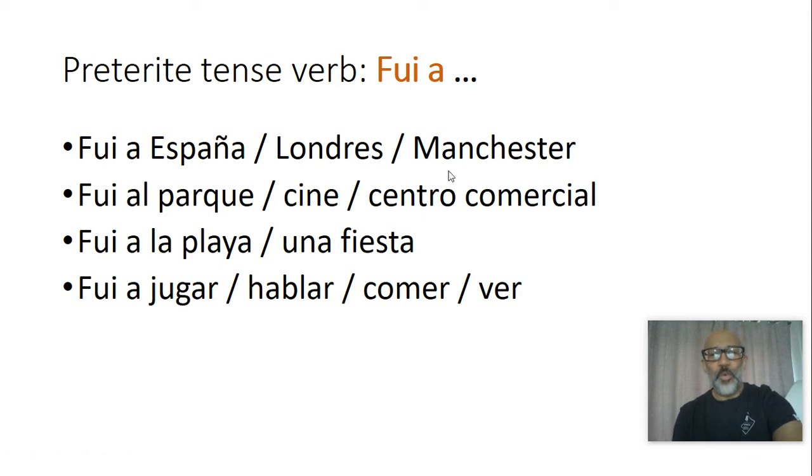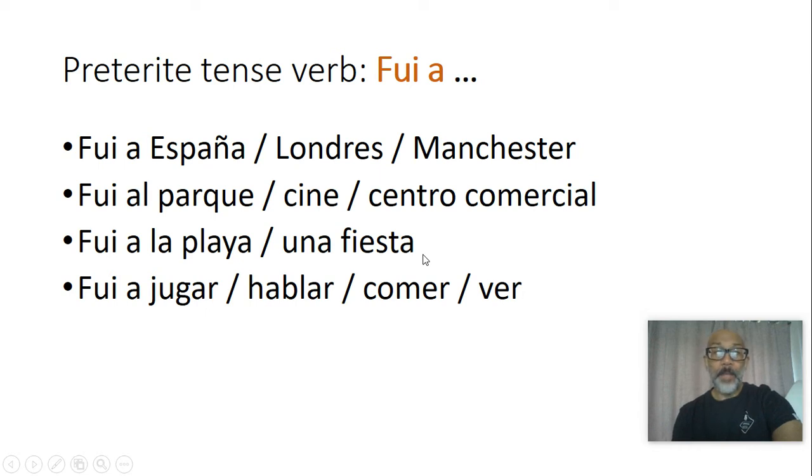You can also talk about masculine places you went to, such as fui al parque. So if it's a masculine, you want to say I went to the, it becomes fui al parque, I went to the park. Fui al cine, I went to the cinema. Fui al centro comercial, I went to the shopping centre. So just a few examples. It may be a feminine one, like fui a la playa, I went to the beach. Fui a una fiesta, I went to a party.